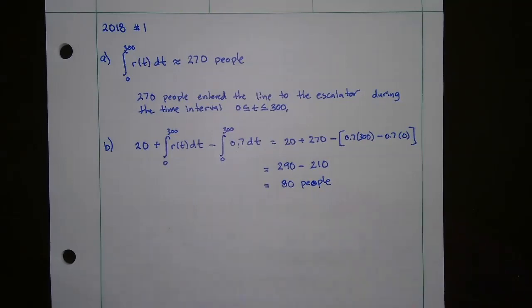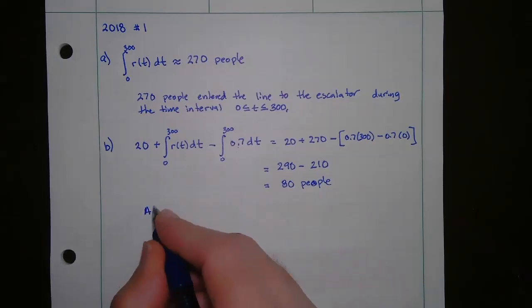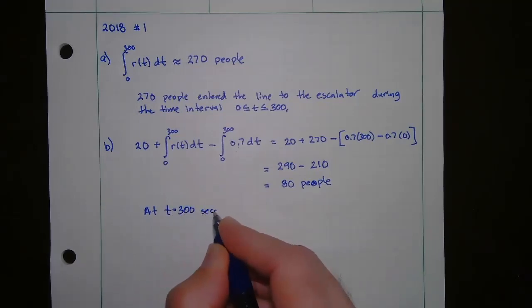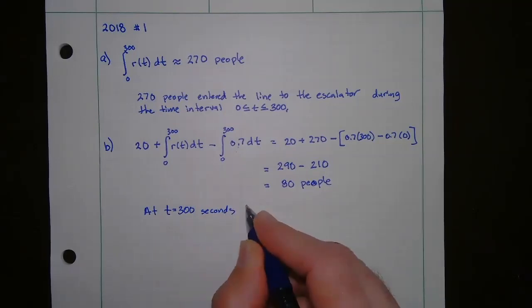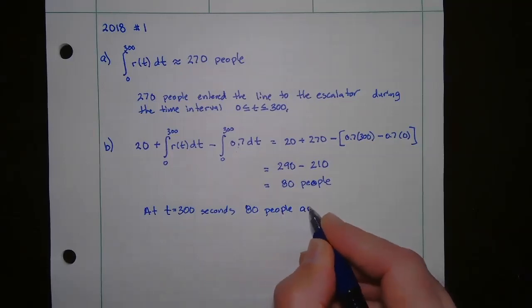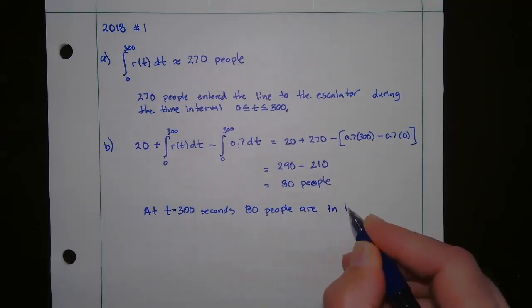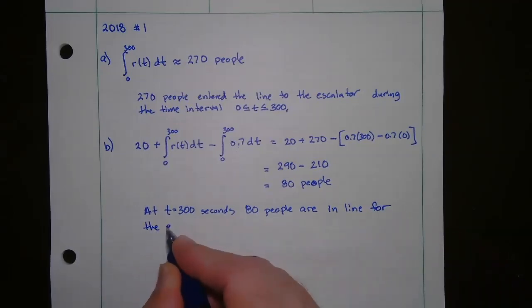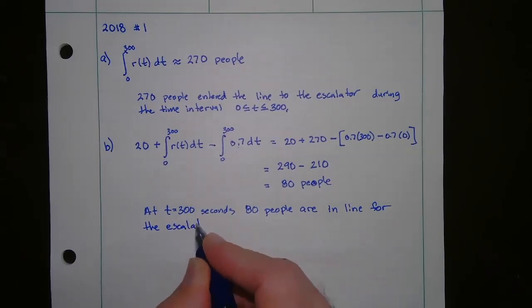Okay, so what does this mean? They're asking you how many people are in line at t equals 300. So we would say at t equals 300 seconds, 80 people are in line for the escalator. Period. And that's the answer to part B, guys.